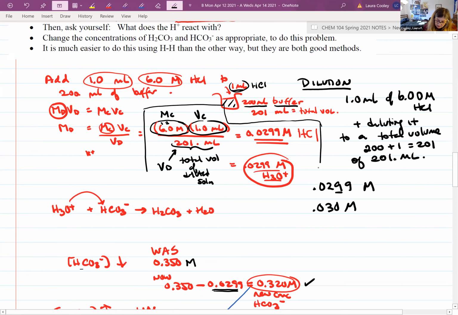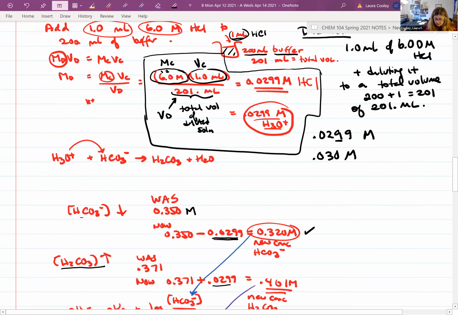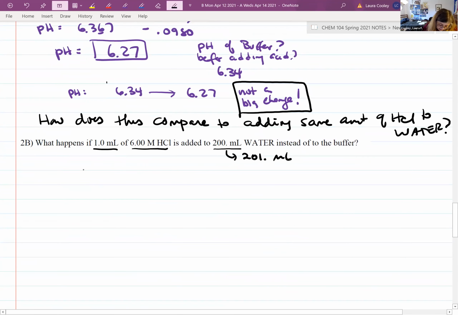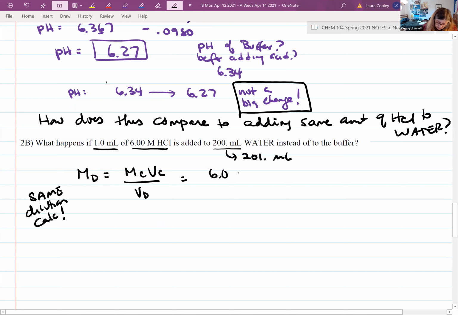So this is redone. Just redo it right here. Or you could just write the same answer, but just to be complete, this is the same dilution calculation as before. Of course, before we used that much HCl and we said, okay, now we have a reaction with the base in the buffer, but here we don't have a buffer. So we just have that much H3O plus. So it's the same thing. It's 6 molar, 1.0 milliliter, 6.00 divided by 201 milliliters.